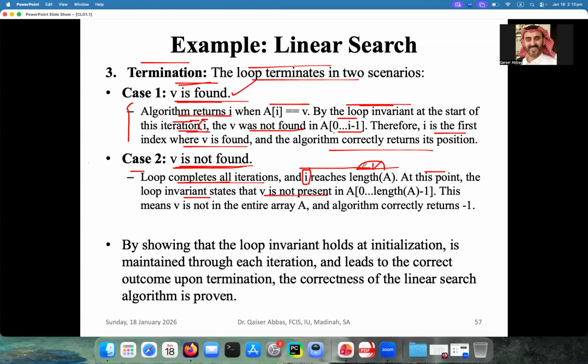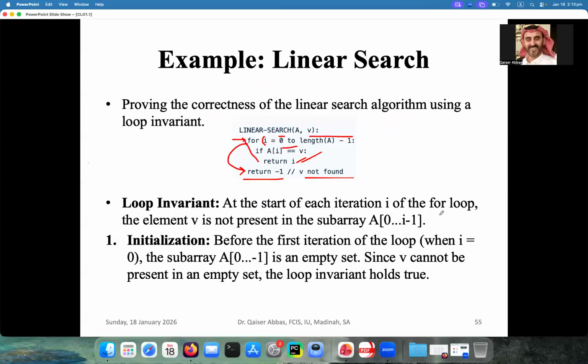And then this is your last point. From 0 to length of A minus 1, we have not found element V. Okay, this is the whole size of the array. This means V is not there in the entire array. And you can finally say that the algorithm will return minus 1.